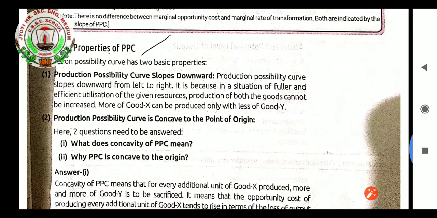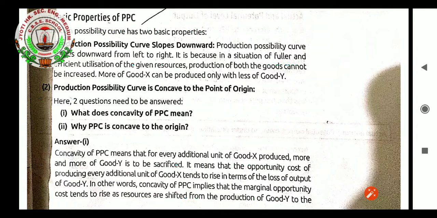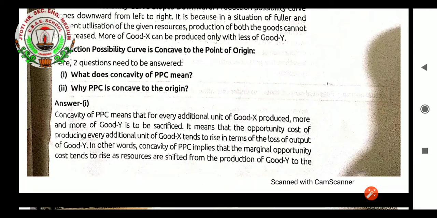Second is that the production possibility curve is concave to the point of origin. The point of origin is at point 0. Here two questions need to be answered. What does concavity of PPC mean, and why is PPC concave to the origin? Answer: concavity of PPC means that for every additional unit of good X produced, more and more of good Y is to be sacrificed. It means that the opportunity cost of producing every additional unit of good X tends to rise in terms of the loss of output of good Y.